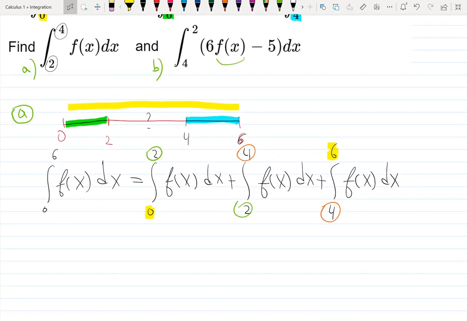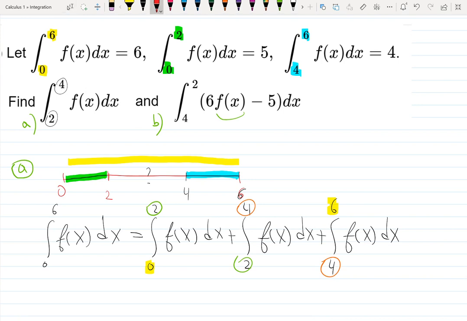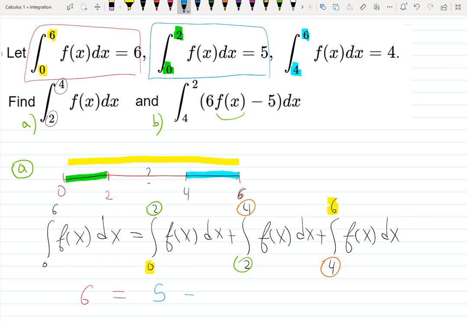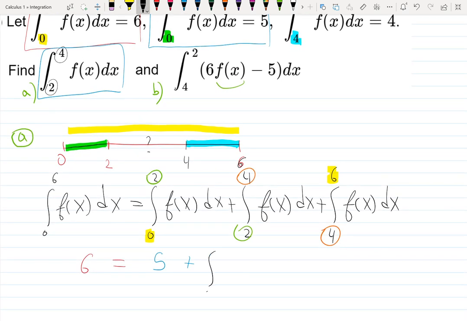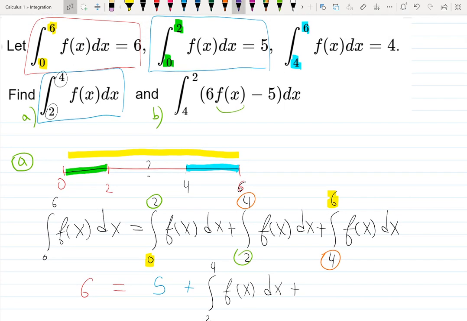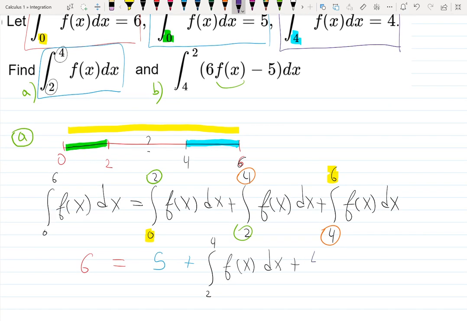So the integral from 0 to 6 is given over here. That's 6. So I have 6 equals. The integral from 0 to 2, that's the second one, that's 5. Equals 5 plus the integral from 2 to 4, that's the one we don't know. So I'll write it down. From 2 to 4, f of x dx plus. And finally from 4 to 6, in purple over here, that's 4.